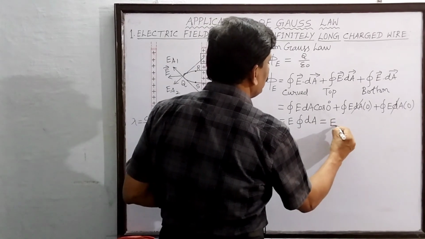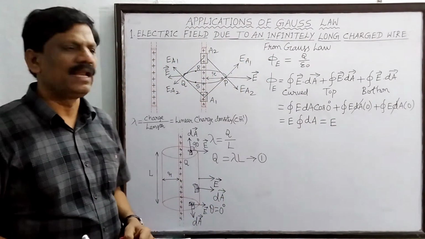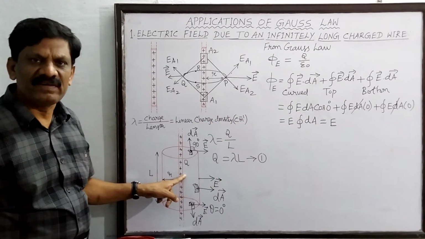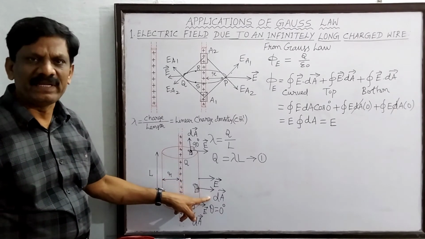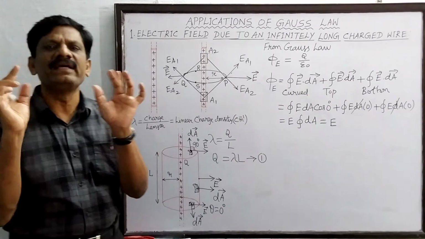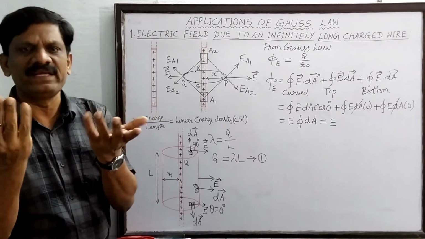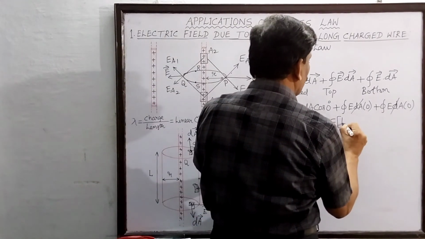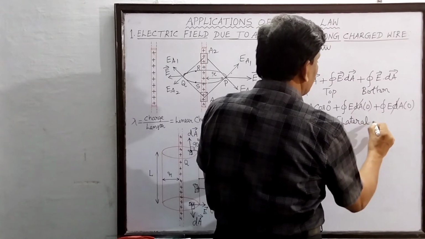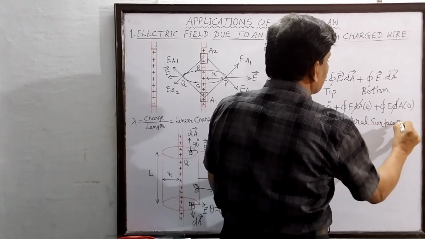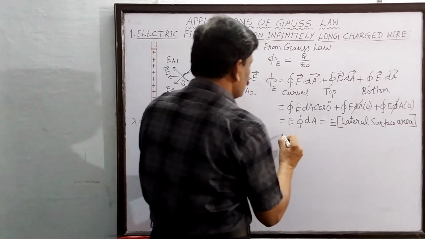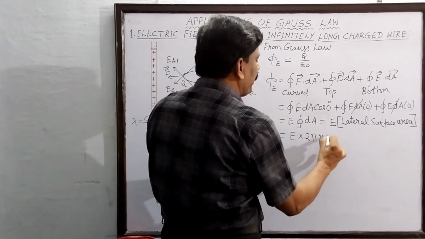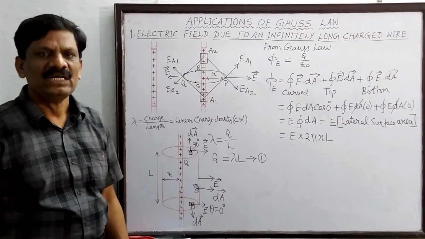This is equal to E. What is the closed integral of dA for the curved surface? This lateral surface is the curved surface. On this a small area dA I have taken. If you add all such elementary areas, the total lateral surface area you will get. So this integral of dA is equal to the lateral surface area. Okay, students, the lateral surface area only you have to substitute here. So this is equal to E into the lateral surface area, which is 2 pi r into L. Is it not that? 2 pi r into L.